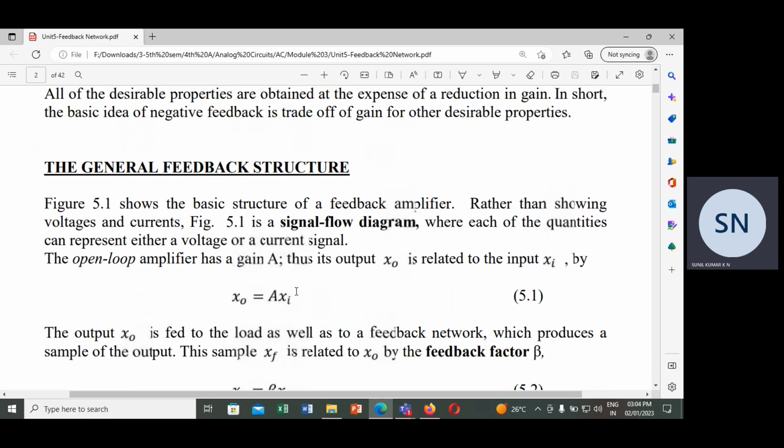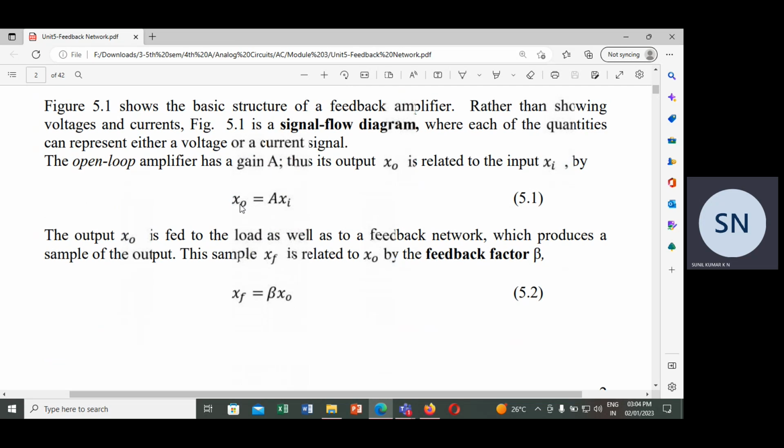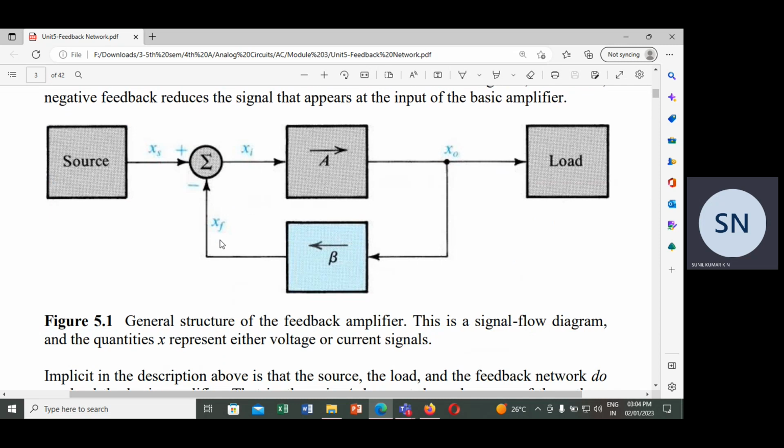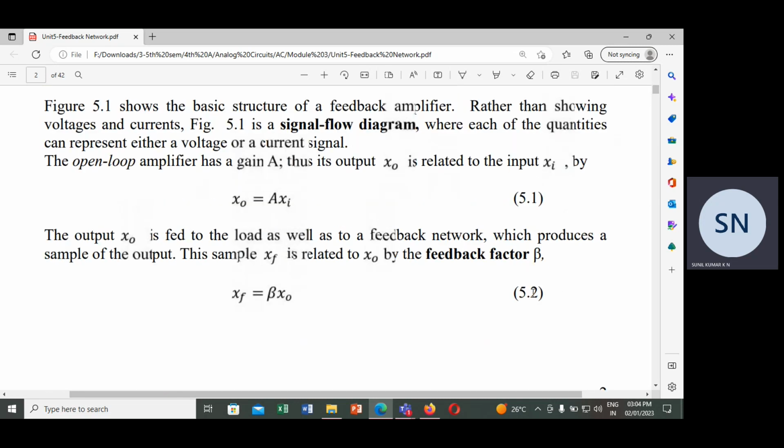Now consider the signal flow structure. What is the output of the amplifier? The output is X naught. X naught will be equal to what? A multiplied by XI. Correct? The next one is the feedback output. What is the feedback output? XF is equal to beta times X naught. That is equation 5.2.